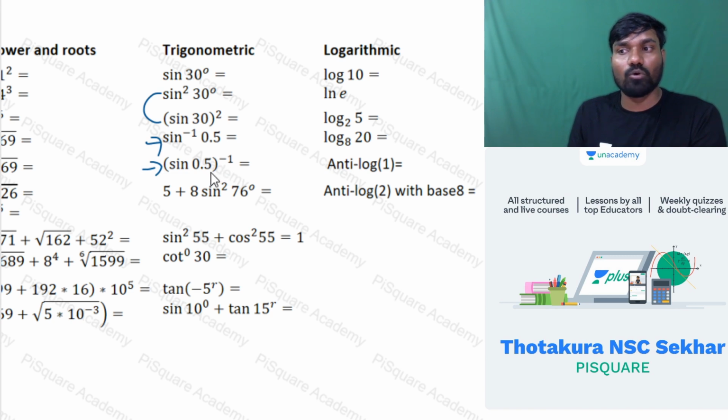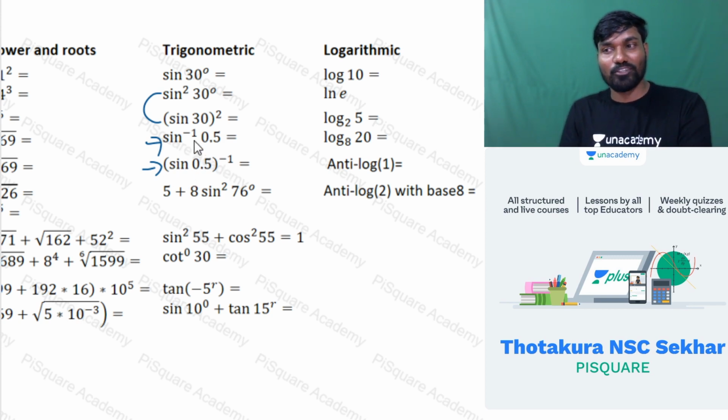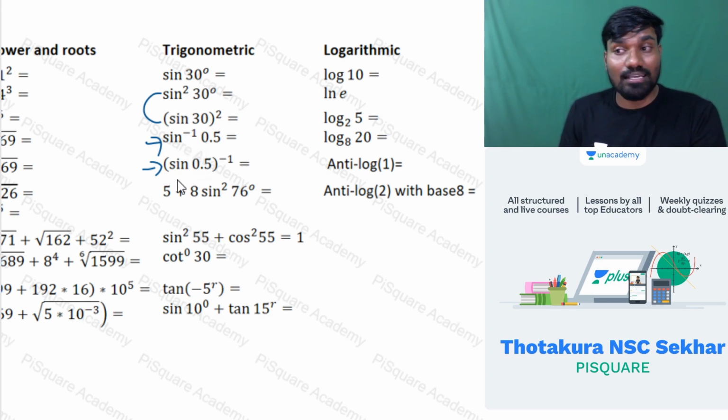Now, sine 0.5 whole inverse. This is different. This is arc sine, while this is a reciprocal. Don't confuse them here. These two are the same, but these two are not the same. This is an arc sine inverse operation. This is a reciprocal operation. There is a difference. Okay.